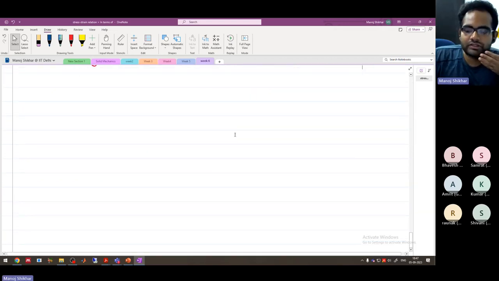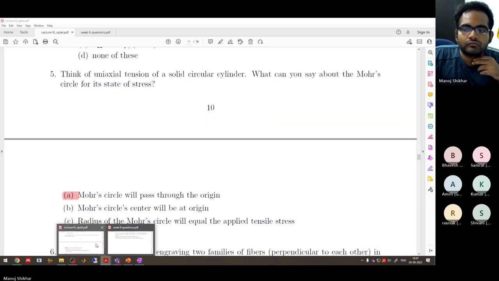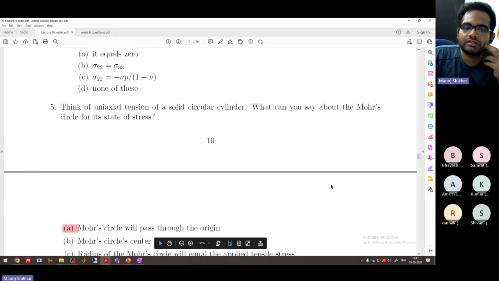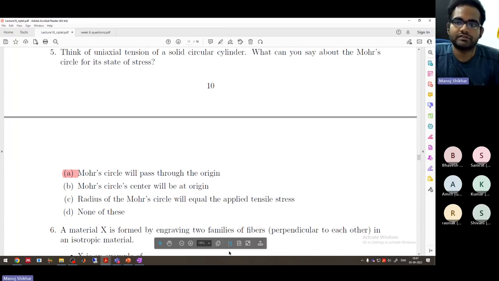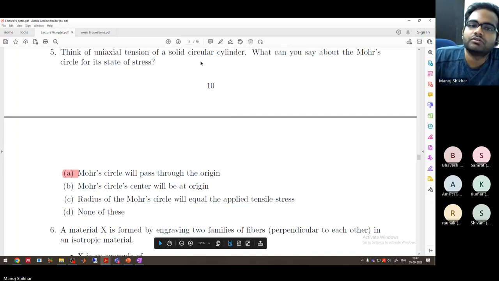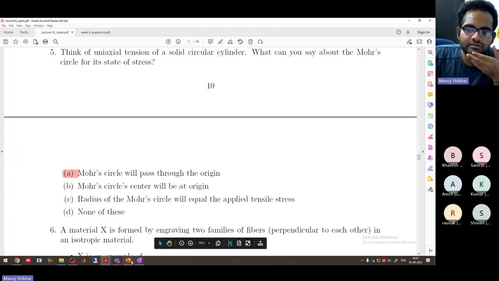So let's move on to the questions for today. First we will discuss the questions which are at the end of the lecture notes available on Professor Ajit's website. So question number 5 from lecture 16 will be, think of a uniaxial tension of a solid circular cylinder. What can you say about the Mohr circle of this state of stress?